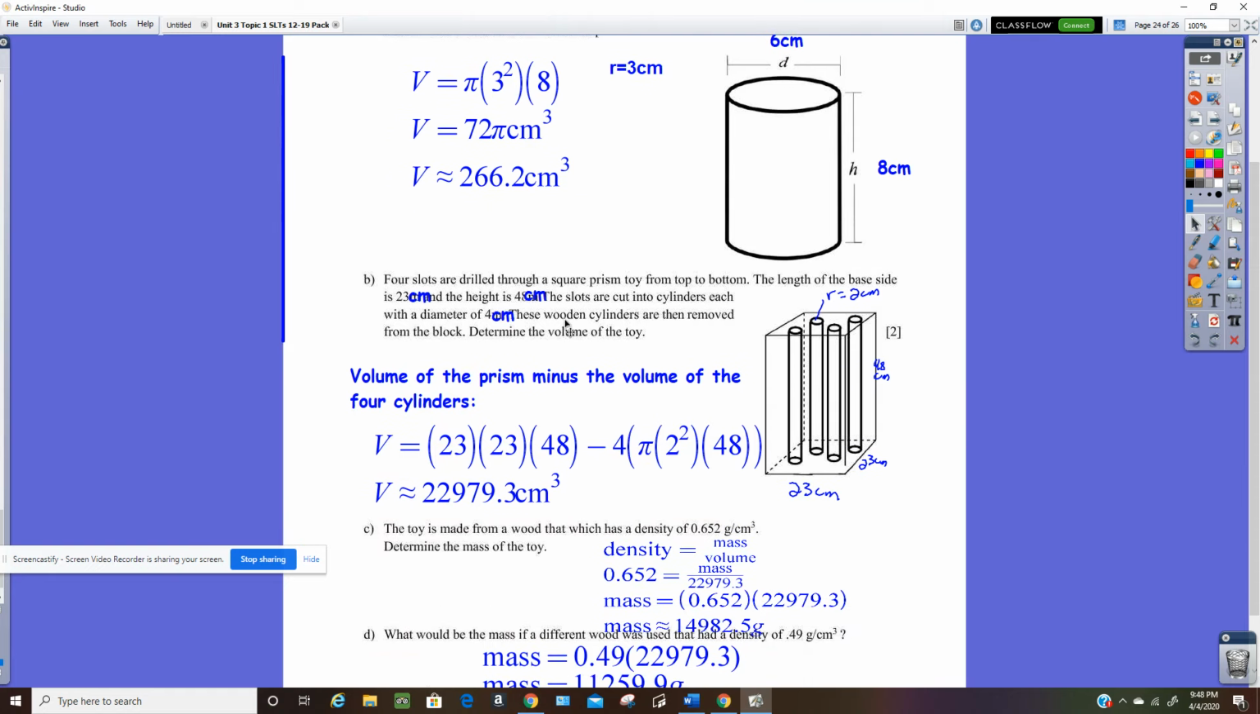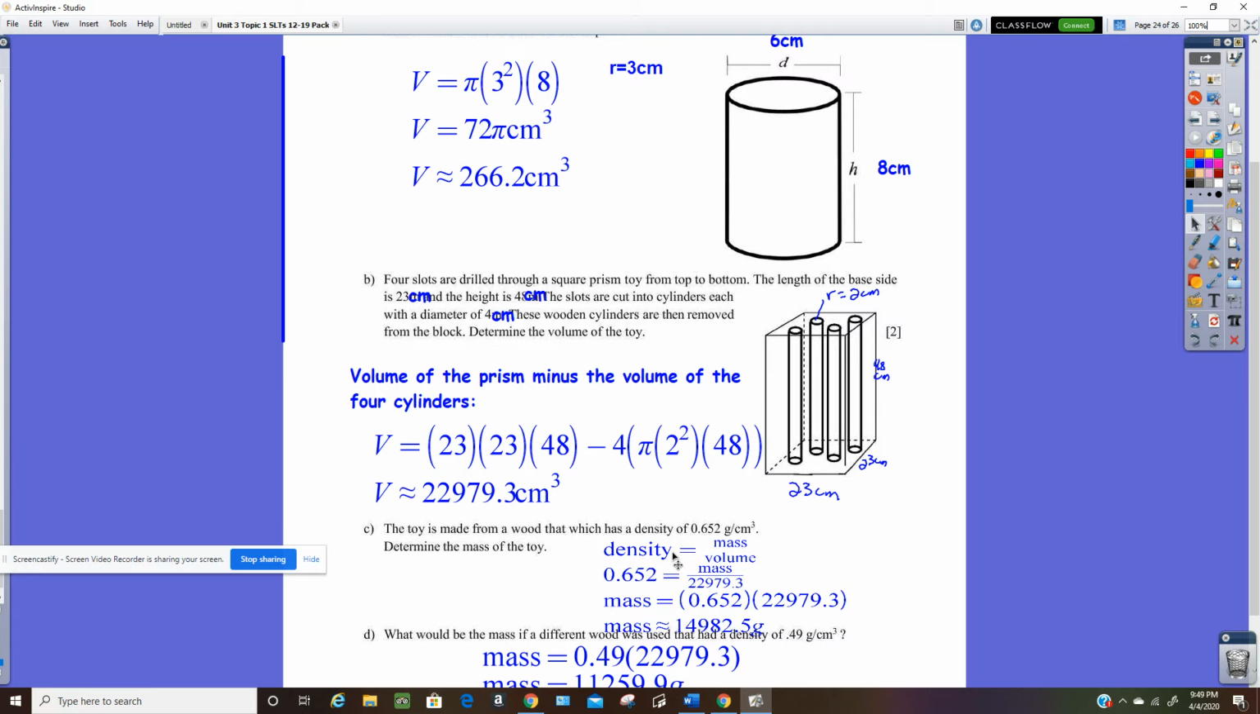And so the reason I changed this to centimeters is because the toy is made from wood, which is 0.652 grams per cubic centimeter. So if this was in a different dimension, then you would have to convert the units. In order to eliminate that conversion process, just make everything centimeters in this problem.